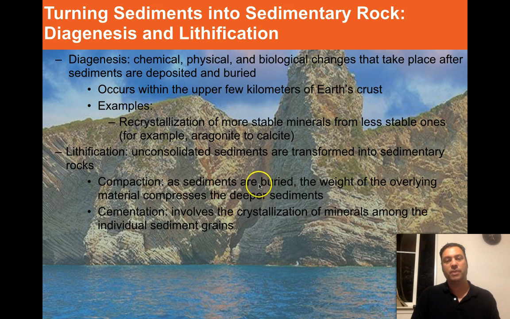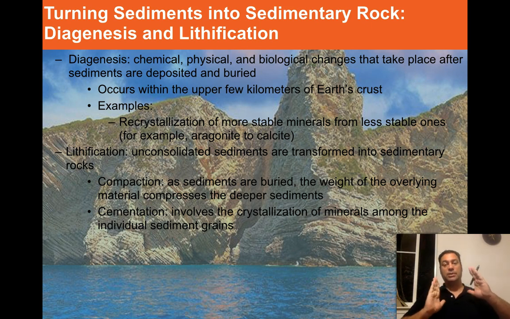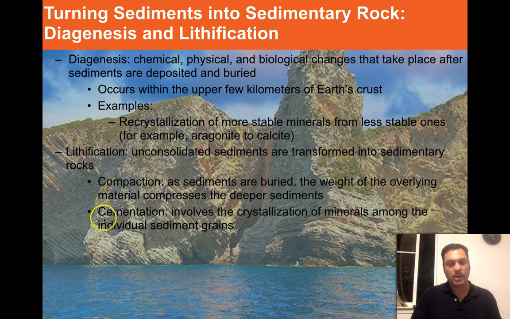Compaction, as sediments are buried, the weight of the overlying material compresses the deeper sediments. So you can just simply take a bunch of sand grains, for example, and just crush them together. And by doing that, you can make them all stick together, and they'll turn into a rock. Another way is cementation. Cementation involves the crystallization of minerals among the individual sediment grains, usually when you have water. So water will be bringing in little bits of silicon dioxide or maybe some limestone, and what it does is it deposits it in the little pore spaces between the grains, and that lithifies the rock in that manner.